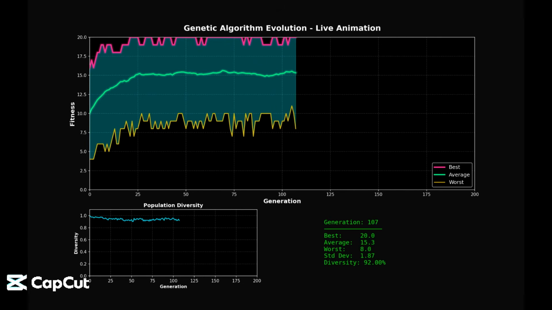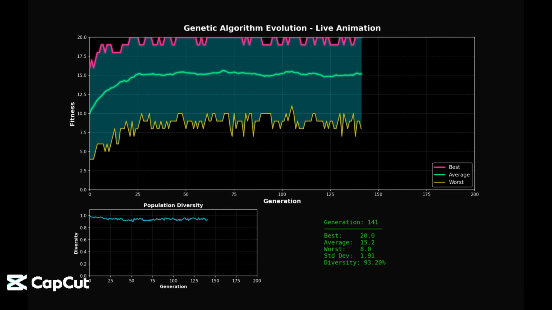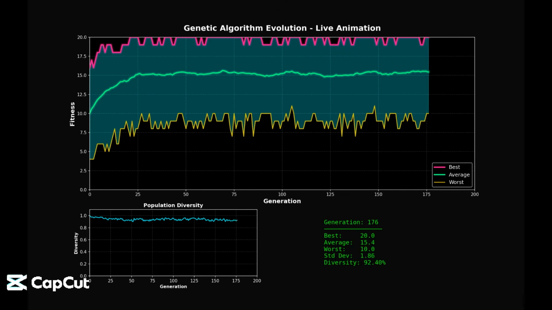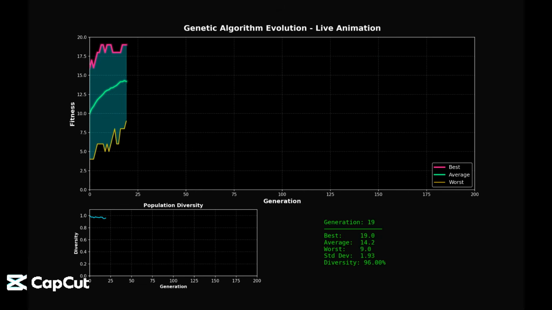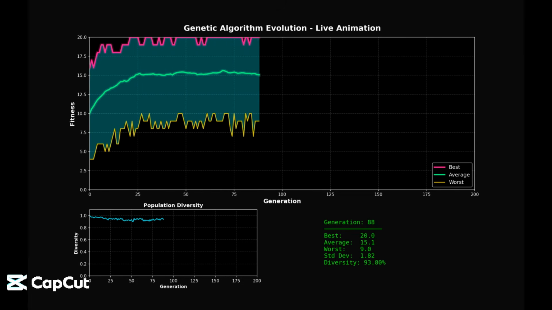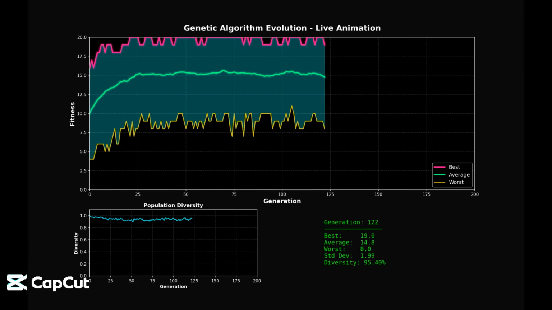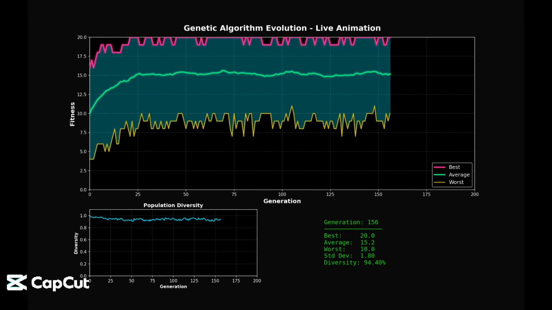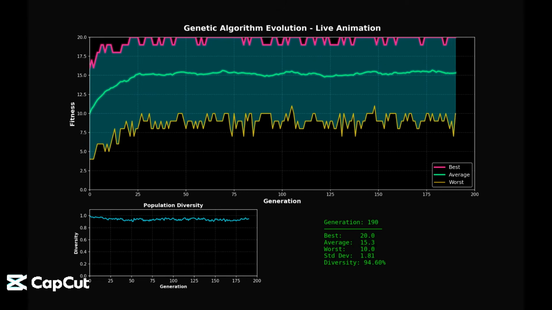By the end, you'll see fitness go from around 10 or 11 out of 20 random chance to 18, 19, maybe even 20 near perfection. And remember, we didn't test all 1 million possible combinations. We intelligently searched using selection pressure, genetic recombination, and controlled mutation. That's evolution. That's optimization. That's a genetic algorithm at work.